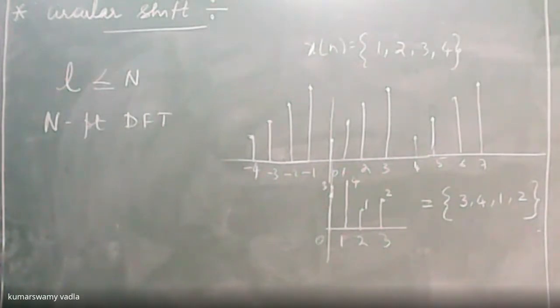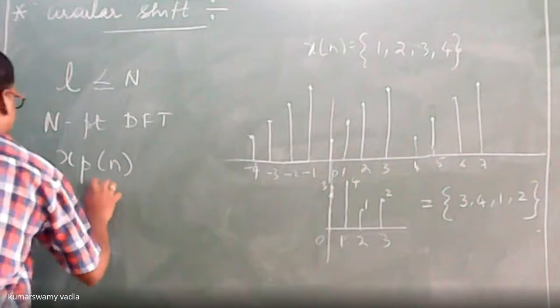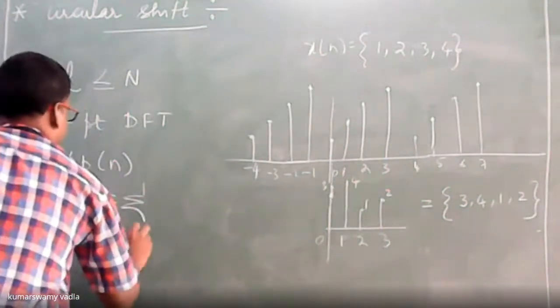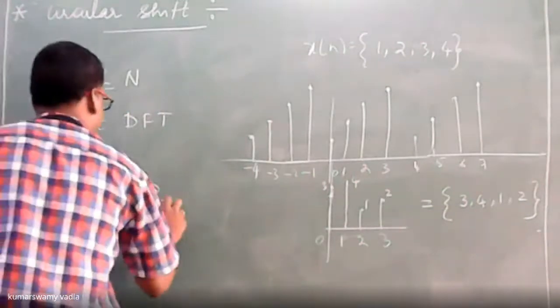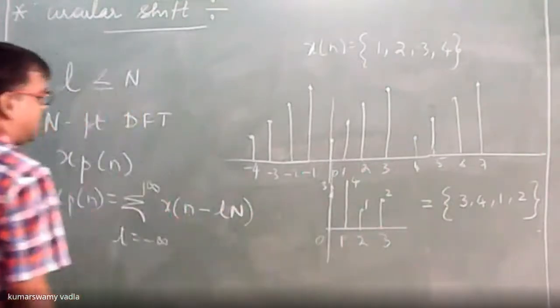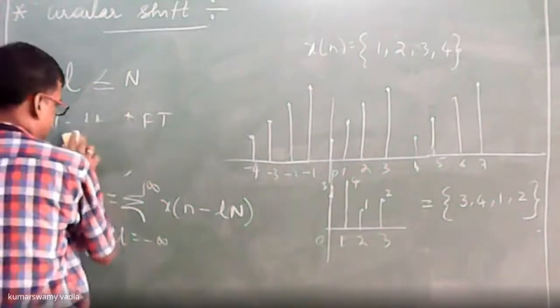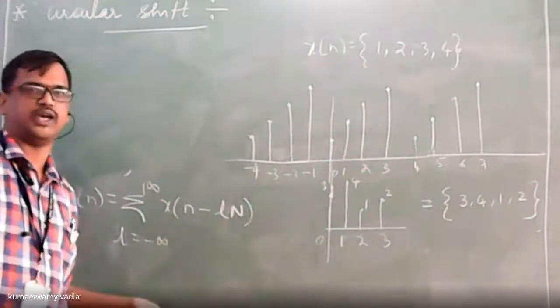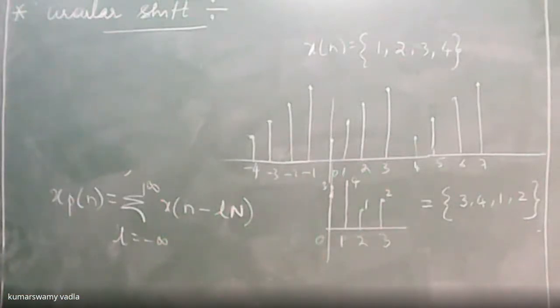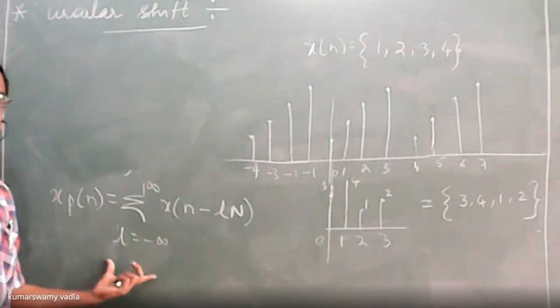of a periodic sequence xp of n, which is given by xp of n is equal to the summation over L from minus infinity to infinity of x of n minus L times capital N. Till here, did everyone note down? Have you noted down this expression?